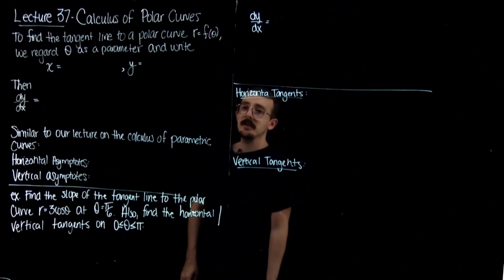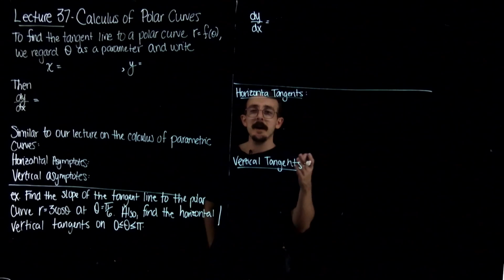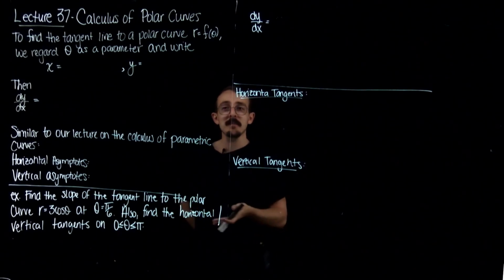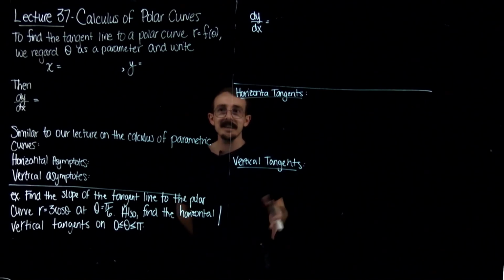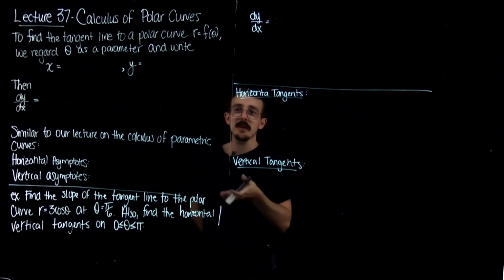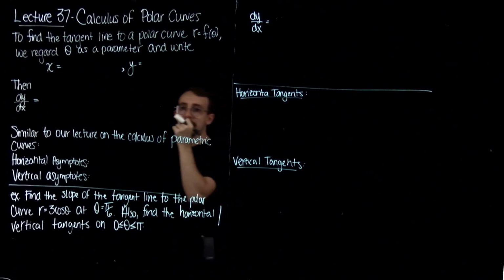Hello and welcome to lecture 37 on the calculus of polar curves. So you're going to find that luckily this is very similar to our lecture on the calculus of parametric curves. We're going to do the same kind of calculus things, but we're just going to put it in the framework of polar curves. I'm going to give you relevant formulas for the same ideas. So let's take a look at this first idea.